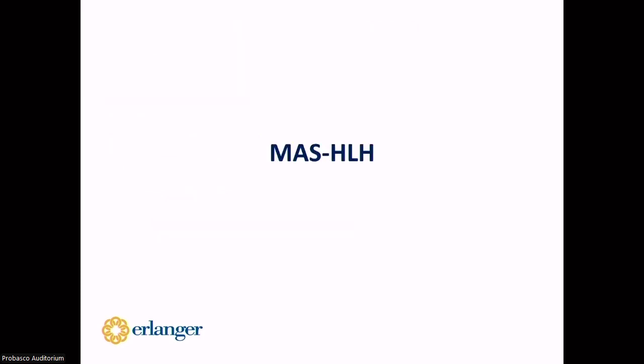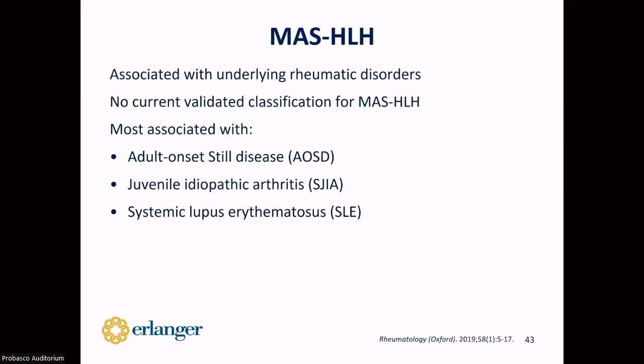For the remainder of this presentation, we're going to be going through the different subgroups. The first one that I'm going to be talking about is MAS HLH or macrophage activation syndrome. This one is most associated with underlying rheumatic disorders. There's no current validated classification for the specific subgroup, but we do know that it's most associated with adult onset Still's disease, juvenile arthritis, and lupus. Just like in adult onset Still's disease and juvenile arthritis, a lot of the implications for these disease states are overamplification of T cells.